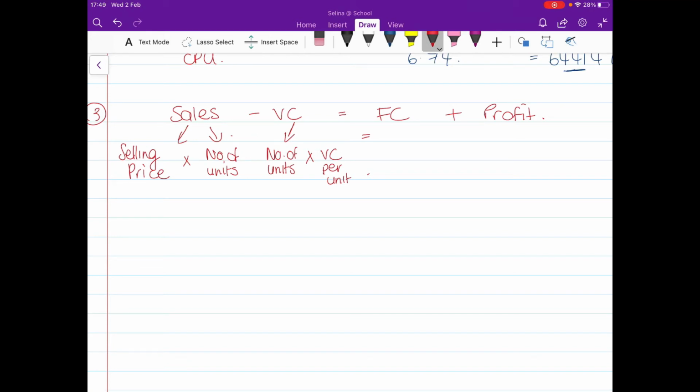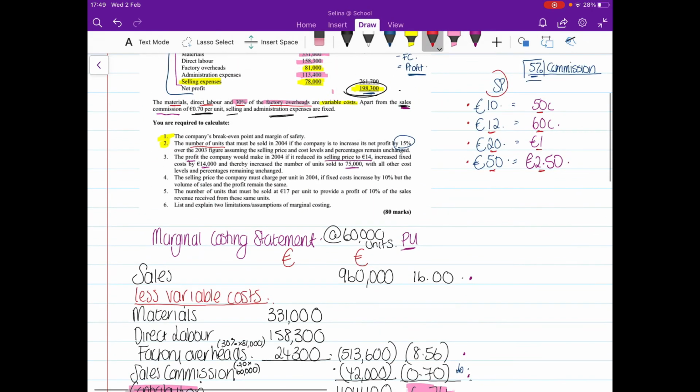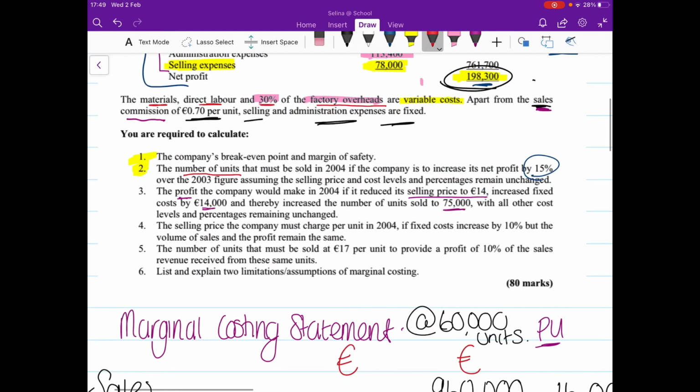So it could be that they're changing the selling price, or the number of units, or increasing their fixed cost, or they're trying to find out what effect spending a certain amount of money on a new machine will have on profit. Okay, so it's checking to see what effect certain things will have on the profit. So here for point 3, they want us to find out the profit.